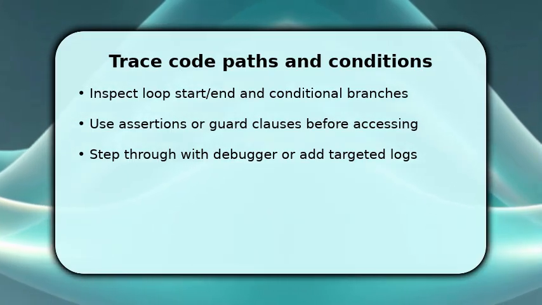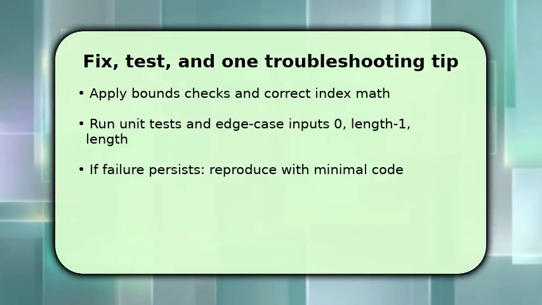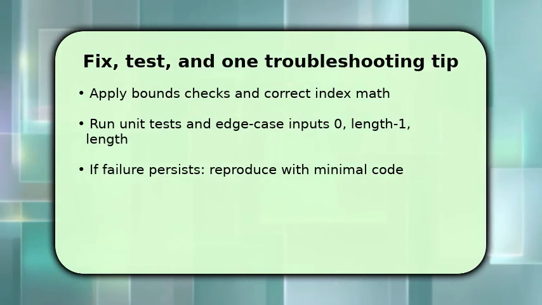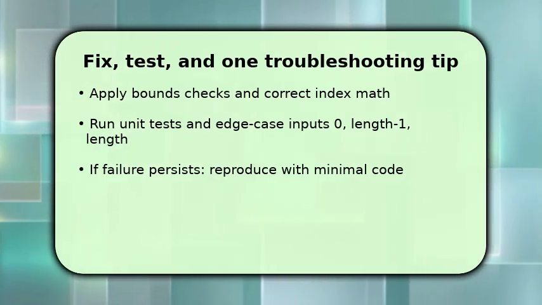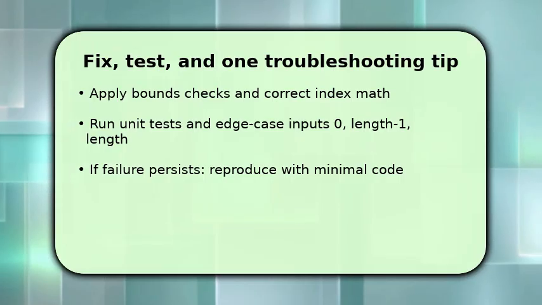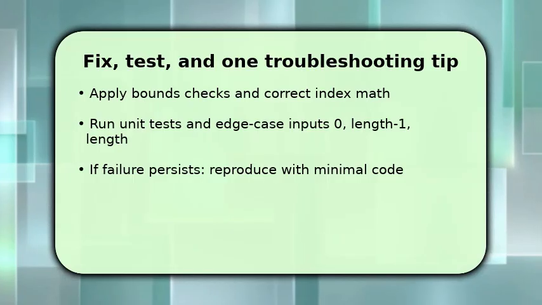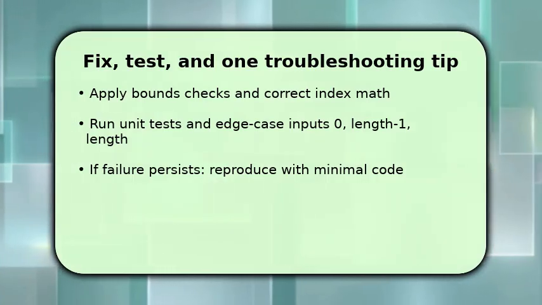You finish by applying the fix, running focused tests, and validating edge cases. Correct the index calculation or add explicit bounds checks, then run unit tests using 0, length minus 1, and length inputs to ensure behavior is safe. Once done, refactor any repeated access into helper functions to avoid repeating the mistake.